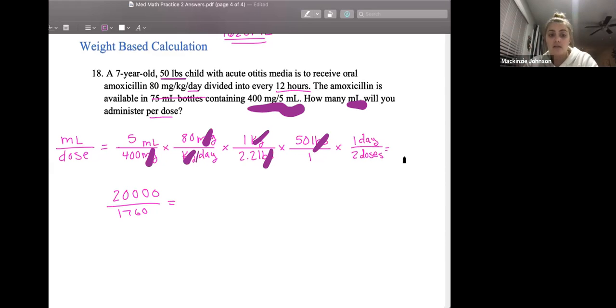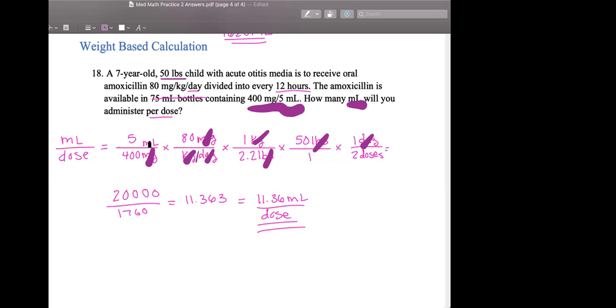Then we calculate it all, and it gives us 11.363 because we multiplied and then divided per milliliter. We were able to cross everything out, including the day. Even though your day is back there and you think you can't cross it out, it's still on the top and bottom, so you can. So you're left with your milliliters per dose.